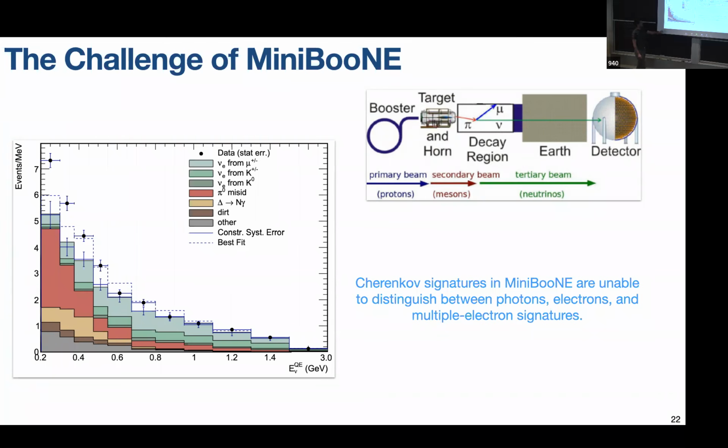And so if you look at the types of backgrounds that are contributing to MiniBooNE's expected background budget, it's things like misidentified pi naughts that decay into two photon pairs, or a delta resonance produced in neutrino scattering that decays into a nucleon and a photon. These photons are indistinguishable from electrons to them.